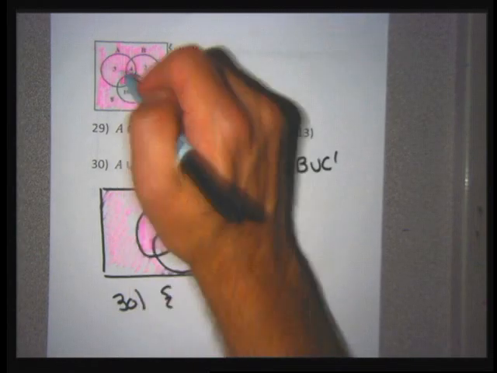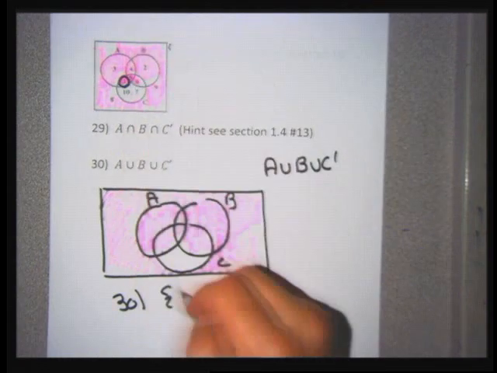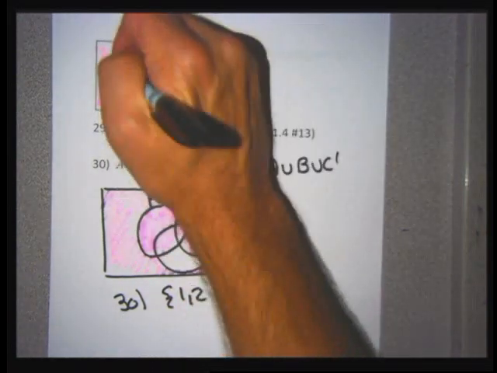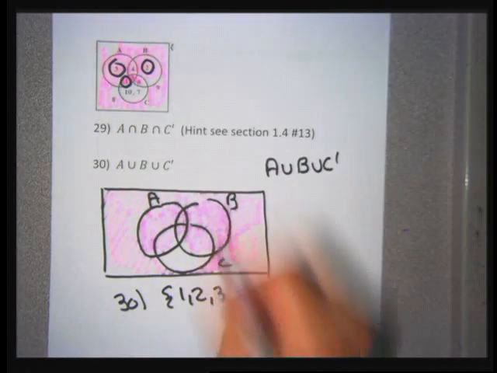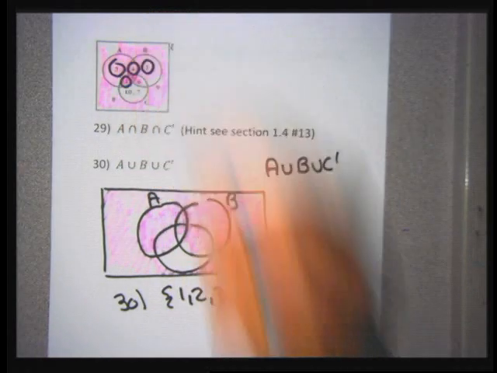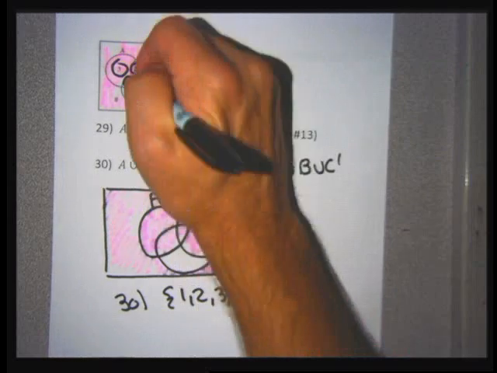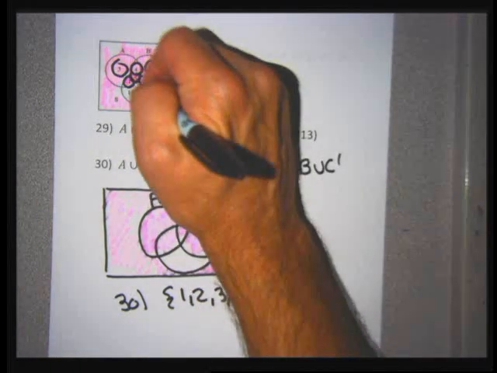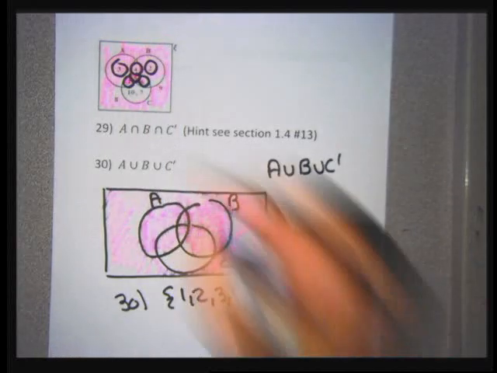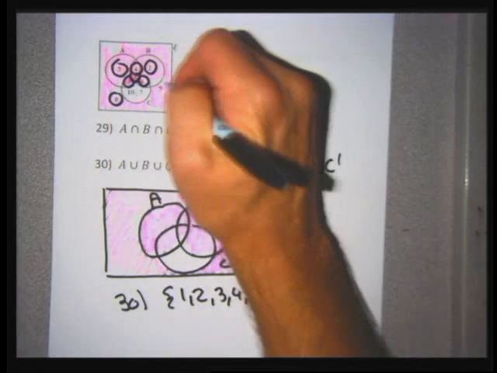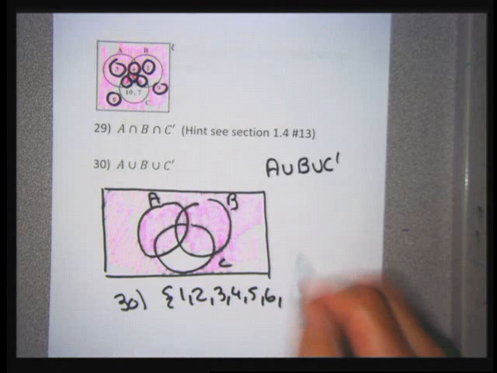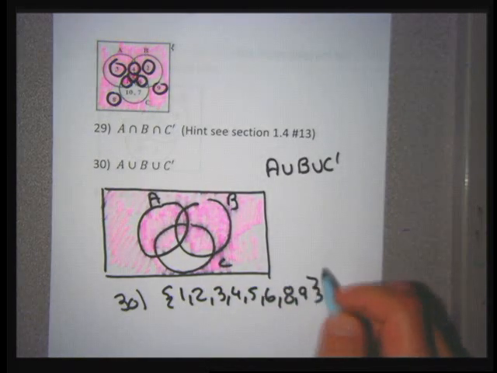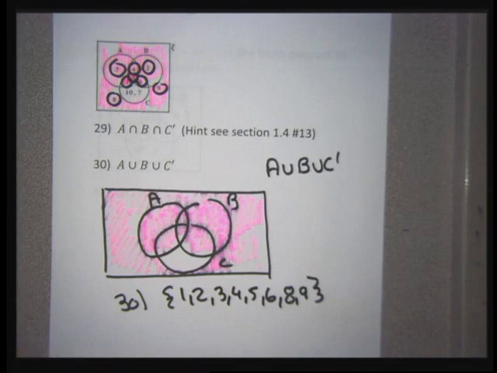30 is going to have the numbers 1, 2, 3, 4, 5, 6, it's missing the 7, it's missing the 10, but it has the 8 and the 9. So 1, 2, 3, 4, 5, 6, 8, and 9 is basically just missing the 7 and the 10. Alrighty.